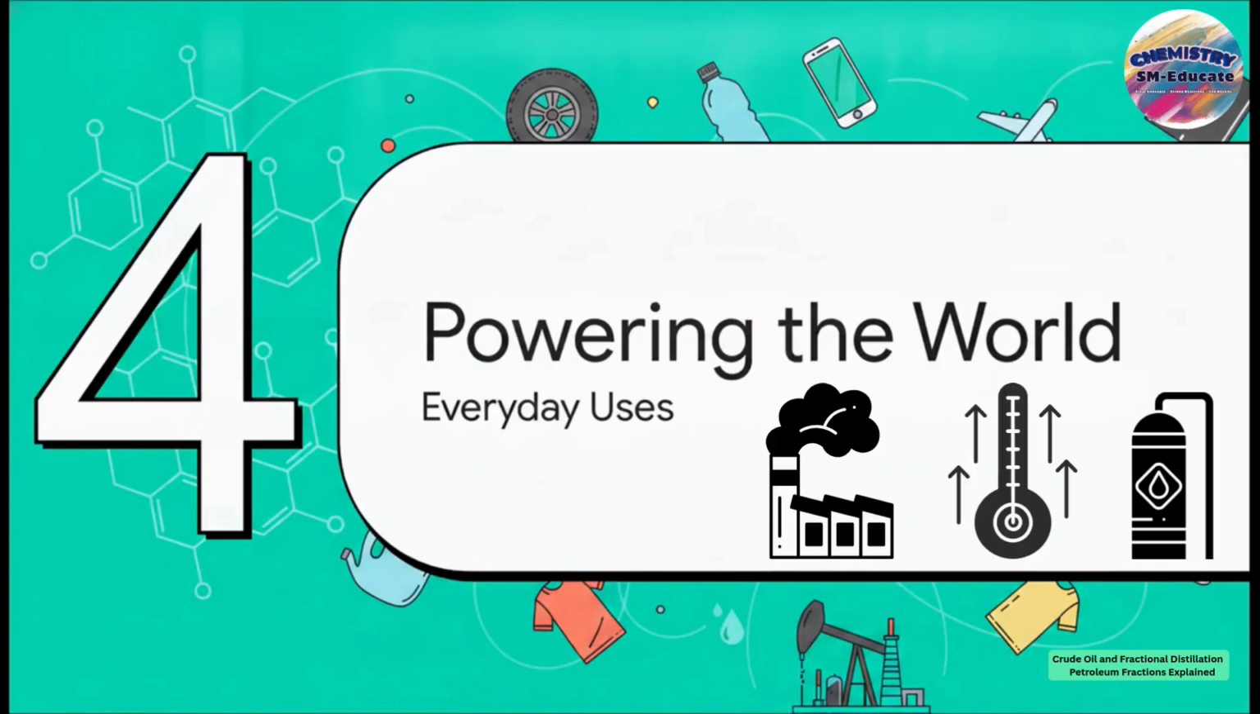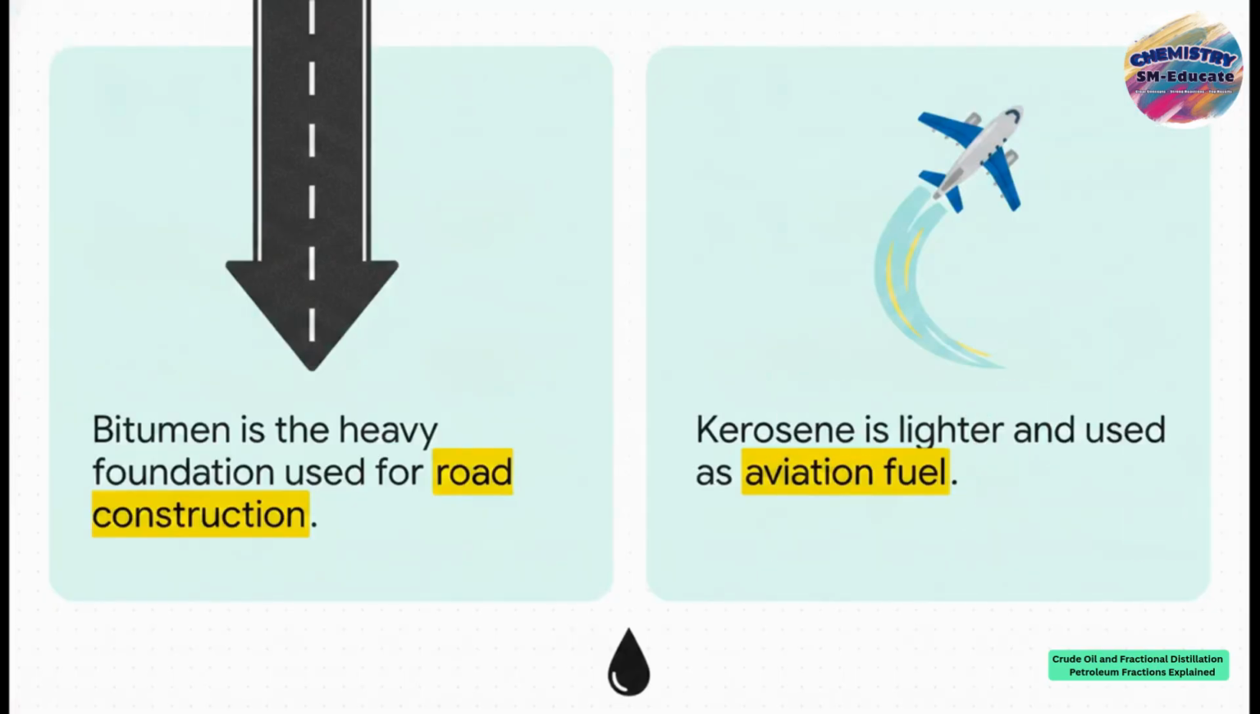Okay, let's tie this to real life. Part 4, powering the modern world. I just love this contrast. Think about it. On one hand, you've got bitumen, that incredibly dense, heavy fraction from the very bottom of the tower. We use it to pave our roads, creating the literal physical foundation we drive on.